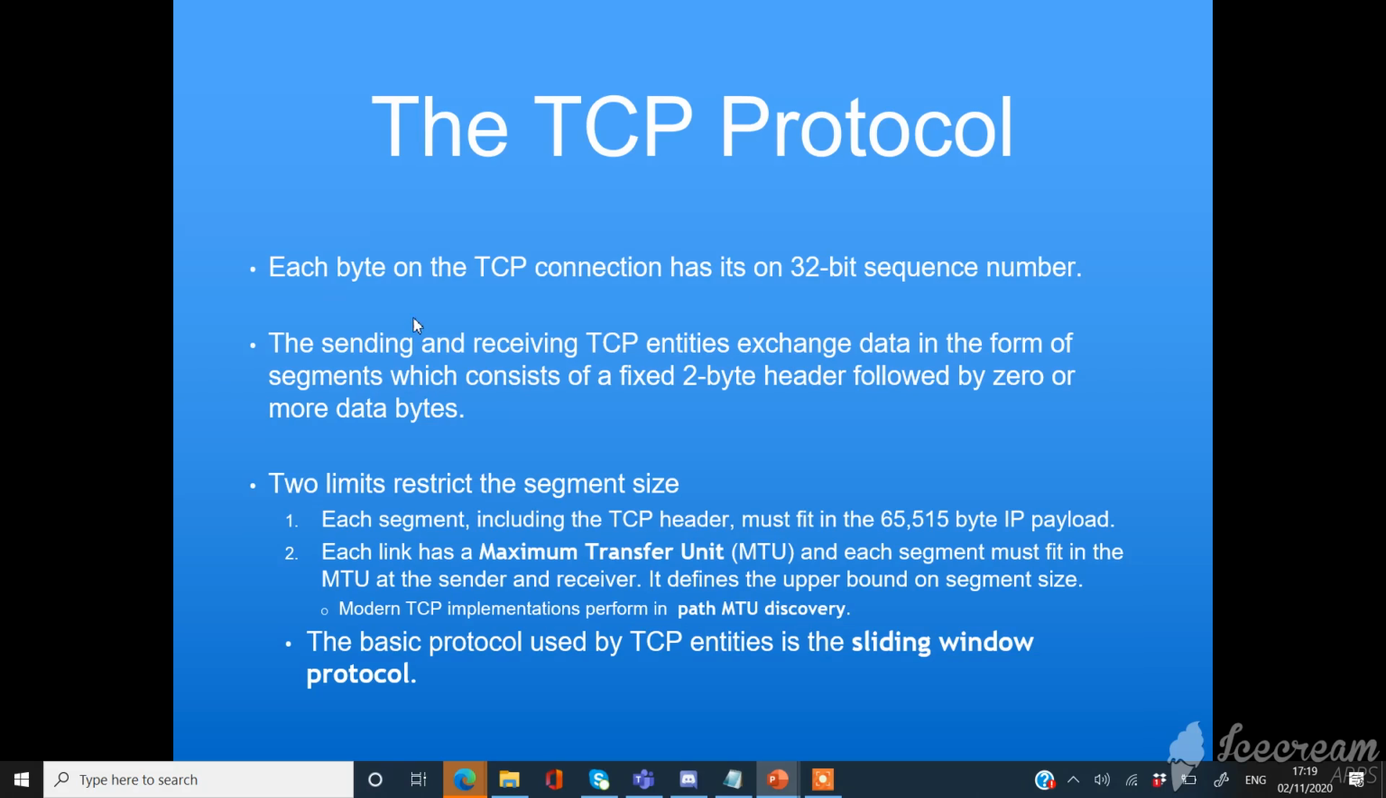The TCP protocol. Each byte on the TCP connection has a 32-bit sequence number. The sending and receiving TCP entities exchange data in the form of segments.